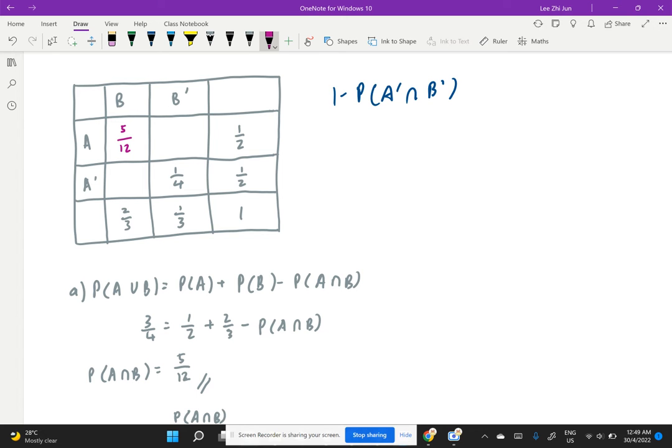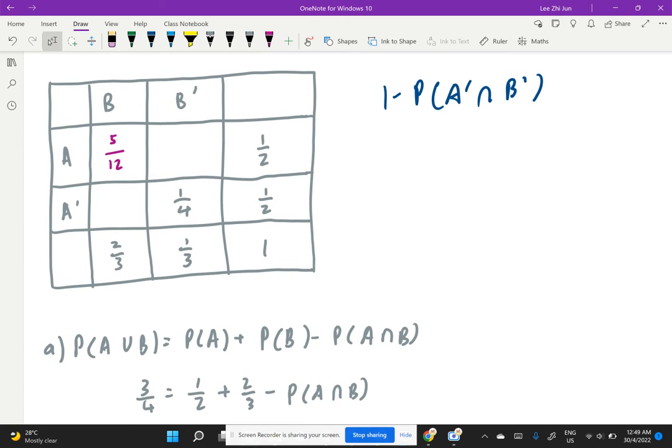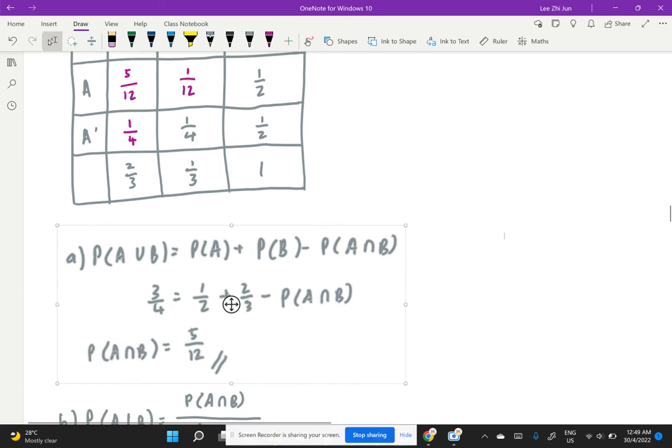This time I can do the calculation. So 1 over 2 minus this, I'll get 1 over 12. This, I will get 1 over 4. Just like this.